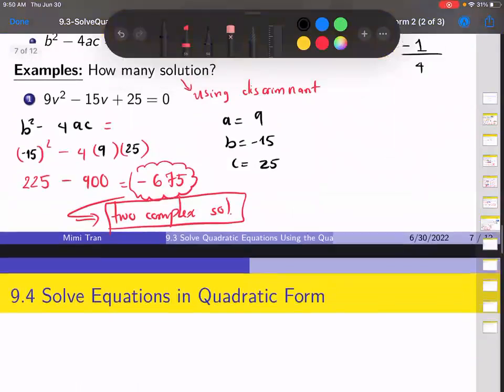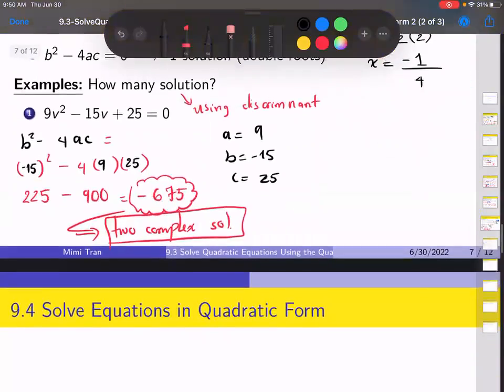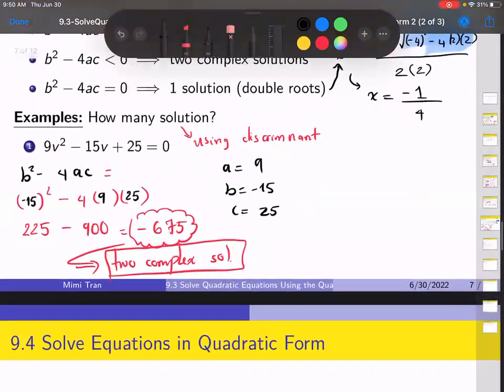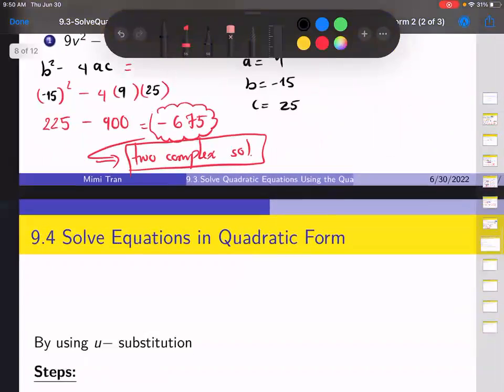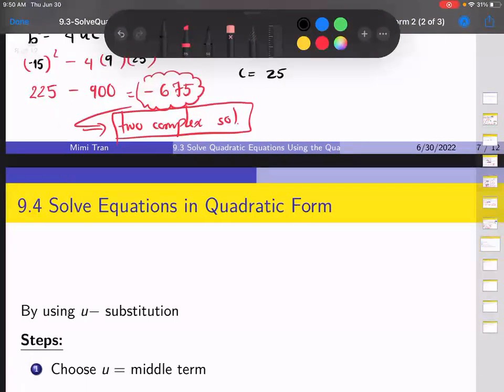All right, so that's 9.3. I'm sorry, I don't have a break for you today because I was late. So we're going to continue to 9.4. I don't want you to come home and watch the video and feel bad. So continue with 9.4: solve quadratic equations in form.